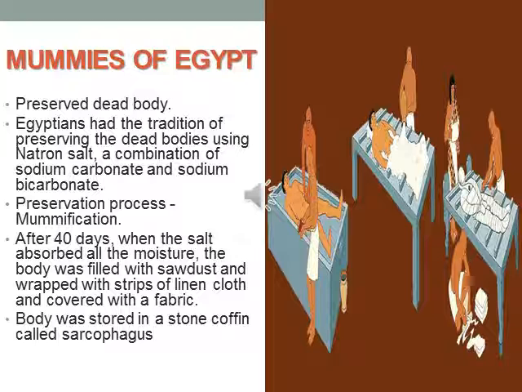So this is the process of mummification. They used natron salt, a combination of sodium carbonate and sodium bicarbonate. After 40 days, the salt absorbed all the moisture. Then they removed some internal parts from the dead body, wrapped it with linen cloth, and covered it with a fabric. Then they placed the dead body in a stone coffin filled with sawdust. That stone coffin was called a sarcophagus. This is the process of mummification. You can see the mummies of Egypt in this picture.